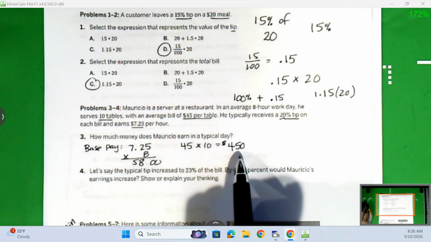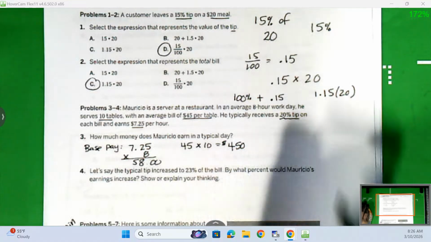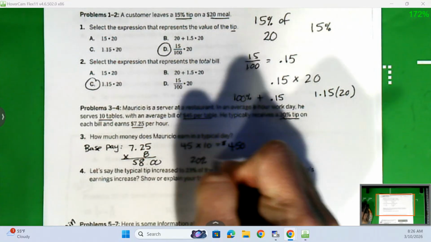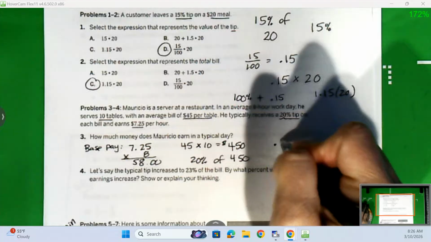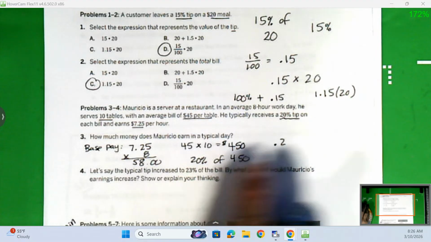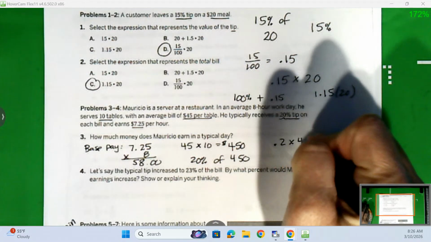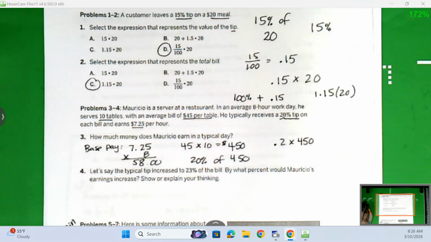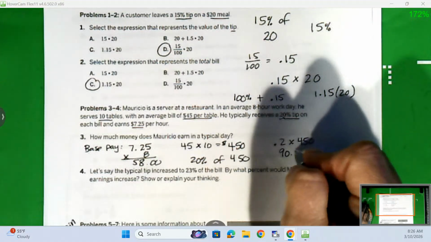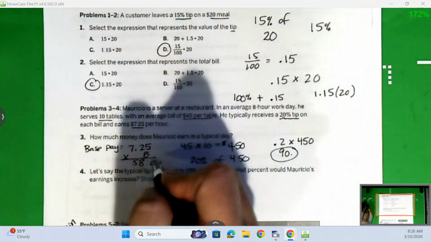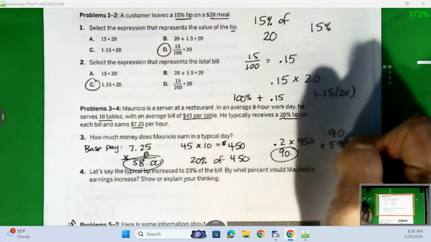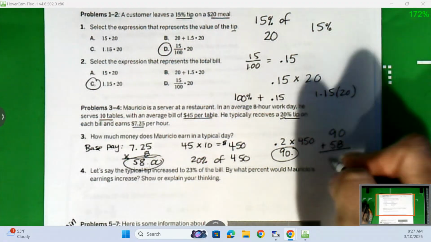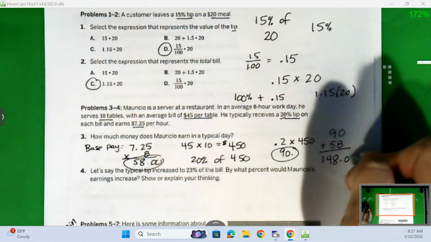He's going to get 20% tip on the 450. So 20% of 450. Remember, 20% is 0.2, or just take 20 divided by 100. So 0.2 of 450. And when we multiply, we get 90. And then we have to take our grand total. So $90 plus our $58 for a grand total of $148.